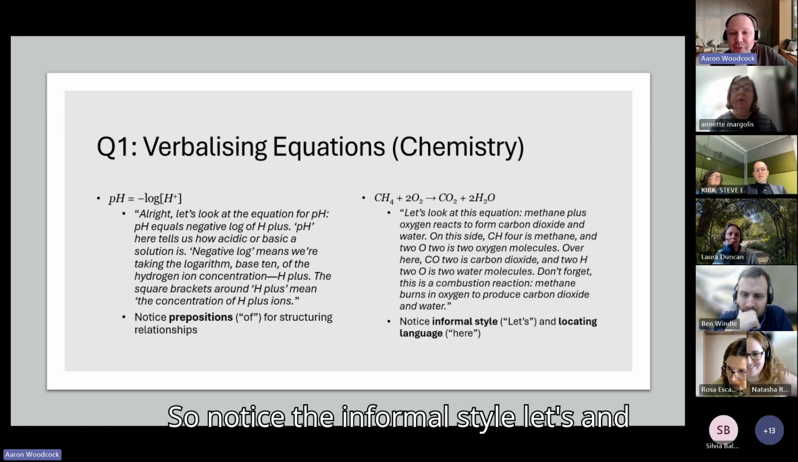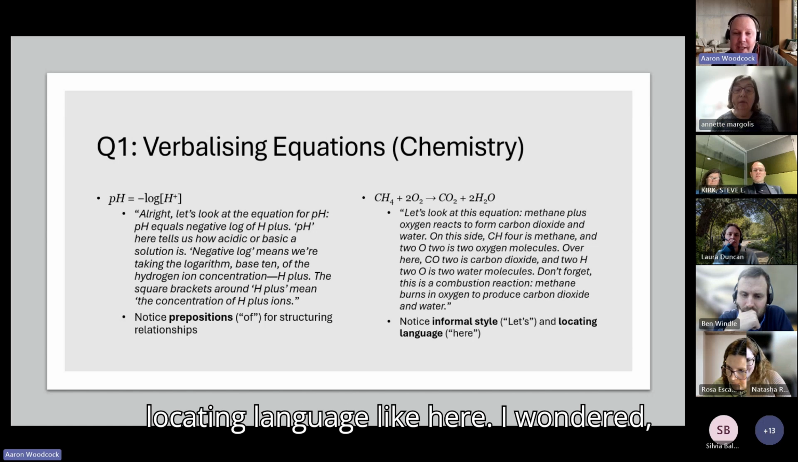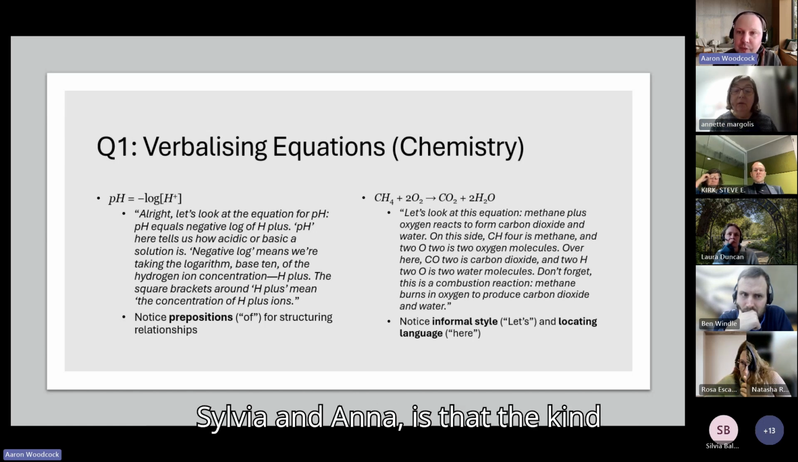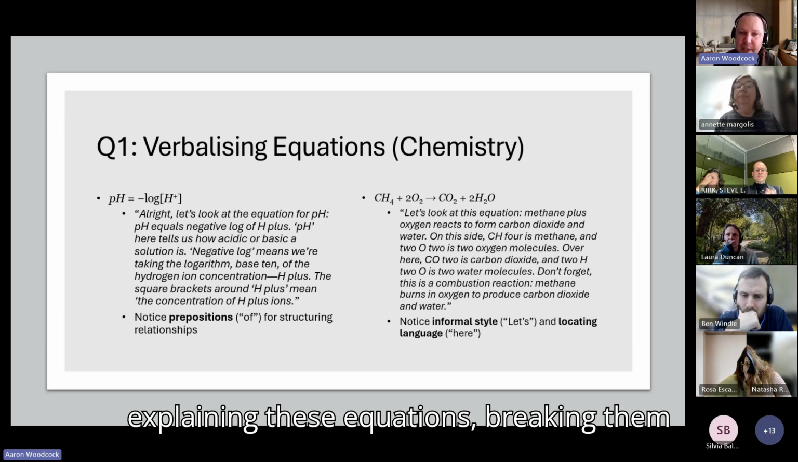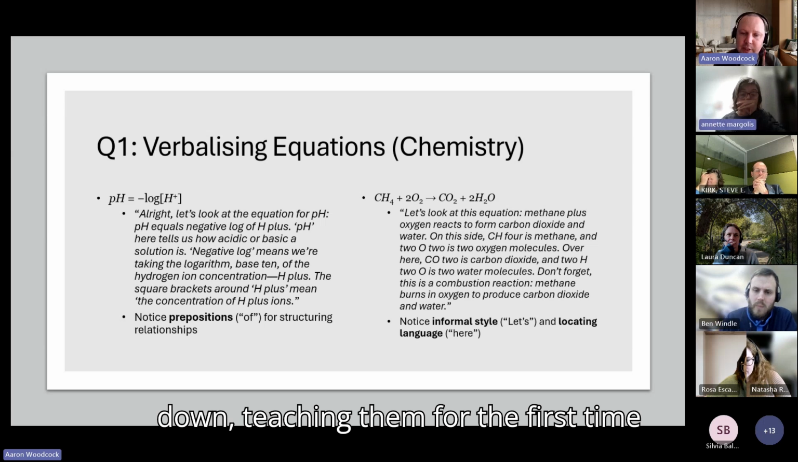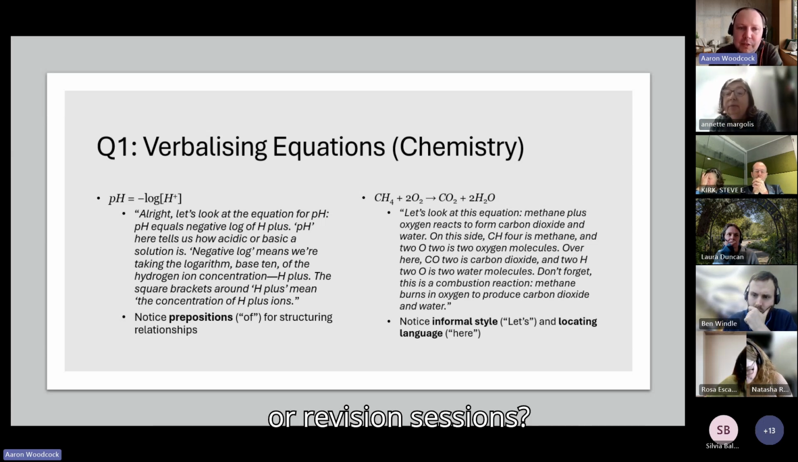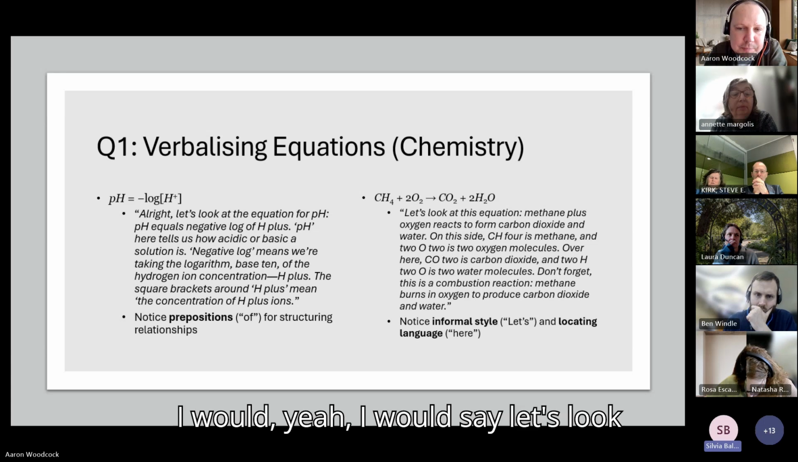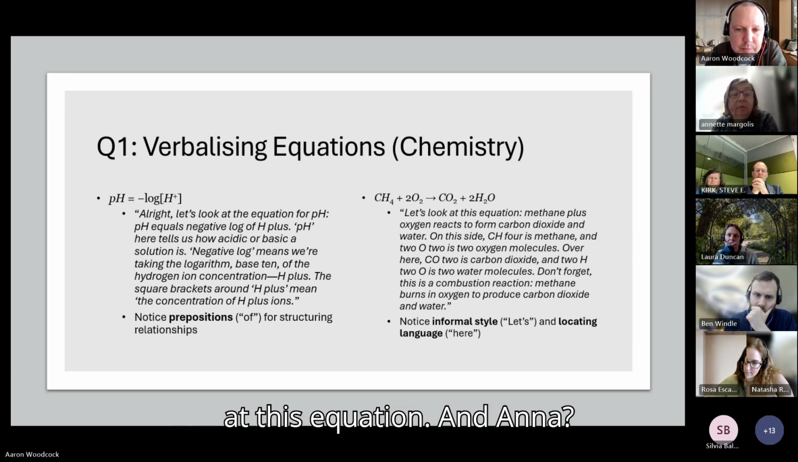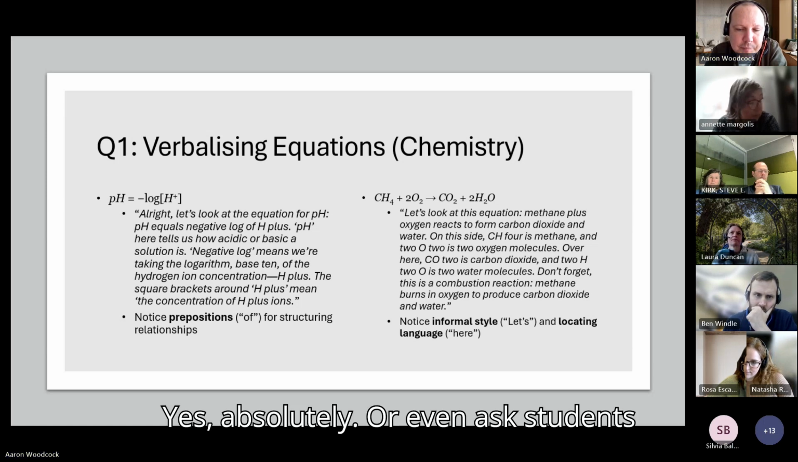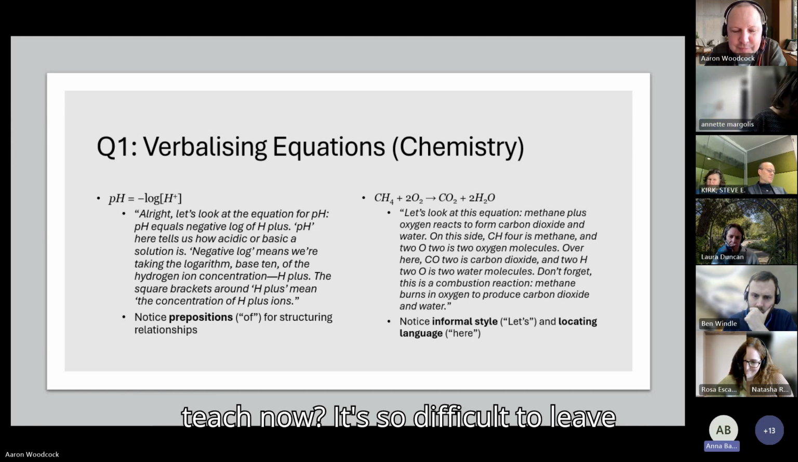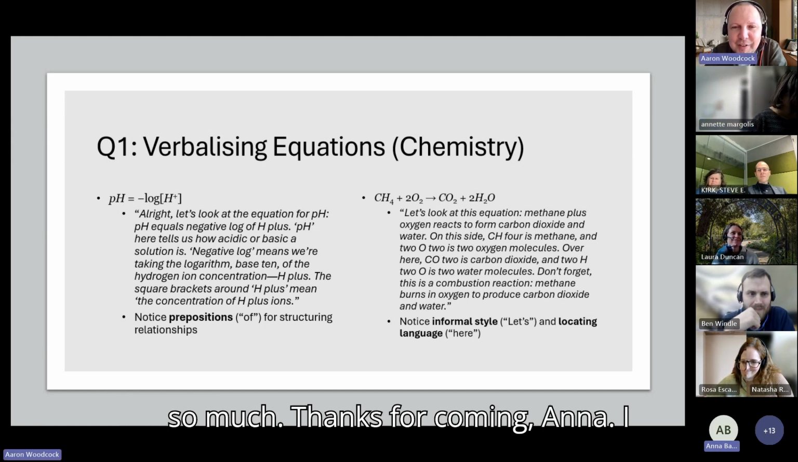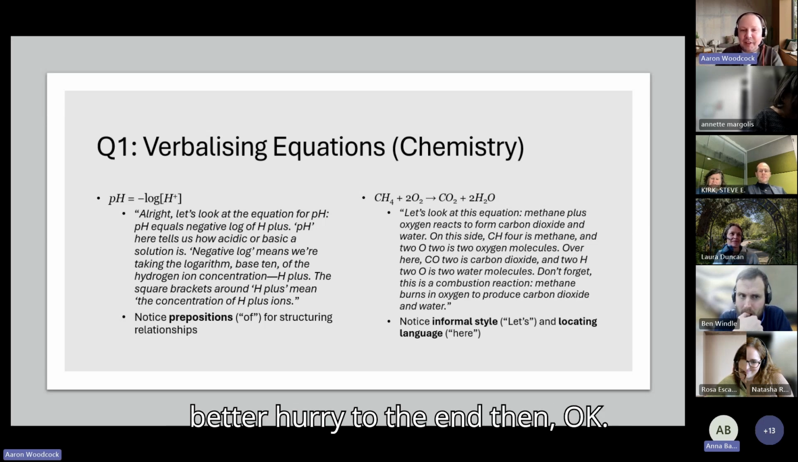So notice the informal style, let's, and locating language like here. I wondered, Sylvia and Anna, is that the kind of language you use when you're explaining these equations, breaking them down, teaching them for the first time, or revision sessions? I would, yeah. I would say, let's look at this equation. And Anna? Yes, absolutely. Or even ask students what they think. Sorry, I do need to teach now. Oh, it's so difficult to leave this wonderful meeting, though. Thank you so much. Thanks for coming, Anna. I better hurry to the end then.